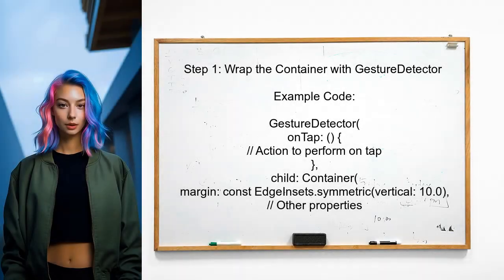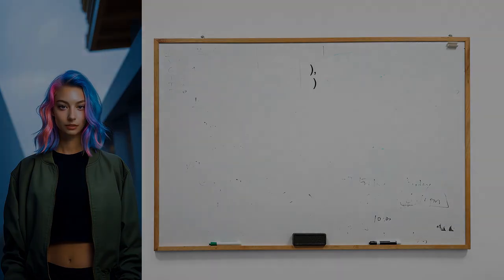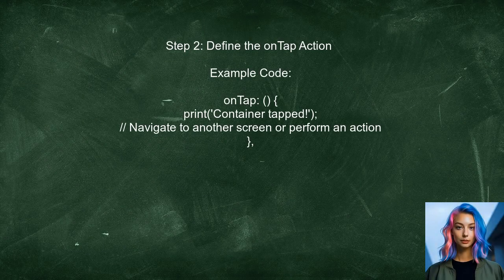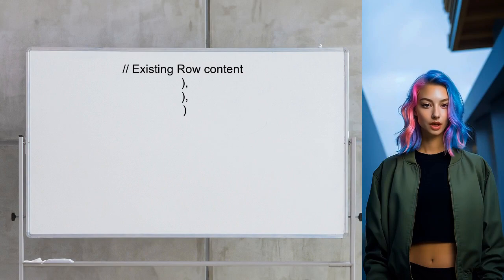To add an onTap method to a container in Flutter, the user can wrap the container with a GestureDetector widget. This widget detects gestures, including taps. Next, the user should define the action that should occur when the container is tapped. This can be done inside the onTap method. Now, the user can integrate this GestureDetector into their existing code. They should replace the placeholder comment with their desired action.